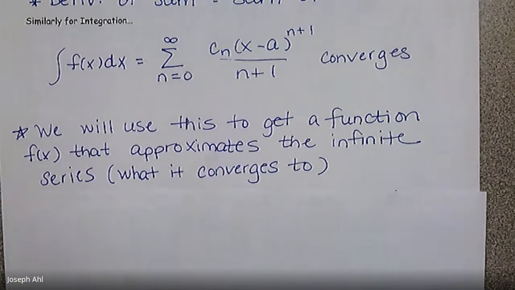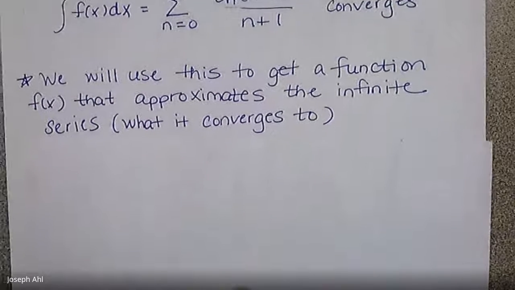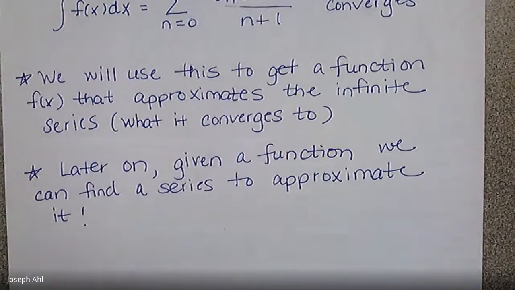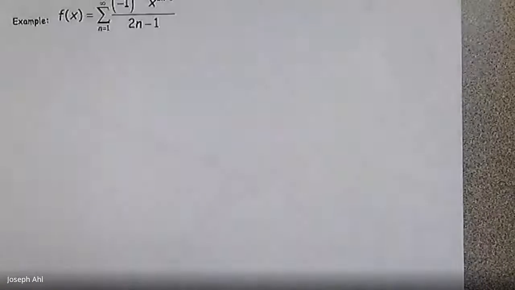And then where we're headed even beyond that, later on, as we finish up chapter 9, given a function, we can find a series to approximate it. So these are all some major connections that we can make within our unit of series to be able to take an infinite series and represent it as some function f of x. And we're going to get into practice with that right now. So let's take a look at this example on the next page.